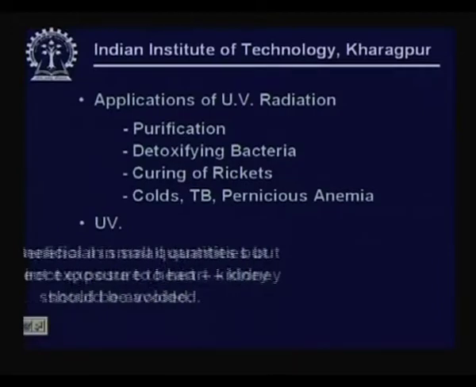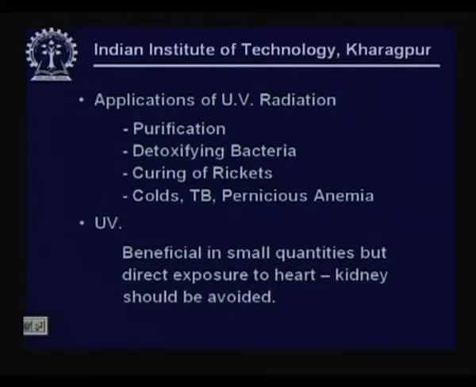And there are certain other therapeutic applications where diseases like rickets are taken care of, and colds, TB and anemia. However, the UV is beneficial only in small quantities. This has to be borne in mind. Exposure to the two vital organs concerned with our circulation and detoxification in the body, the heart and kidney, is to be avoided. So, we do find good use. In fact, this is why the lamps employing radiation in the UV zone used for therapeutic purposes are called black lights, because you do not see any visible light, but it does give some radiation which is beneficial.